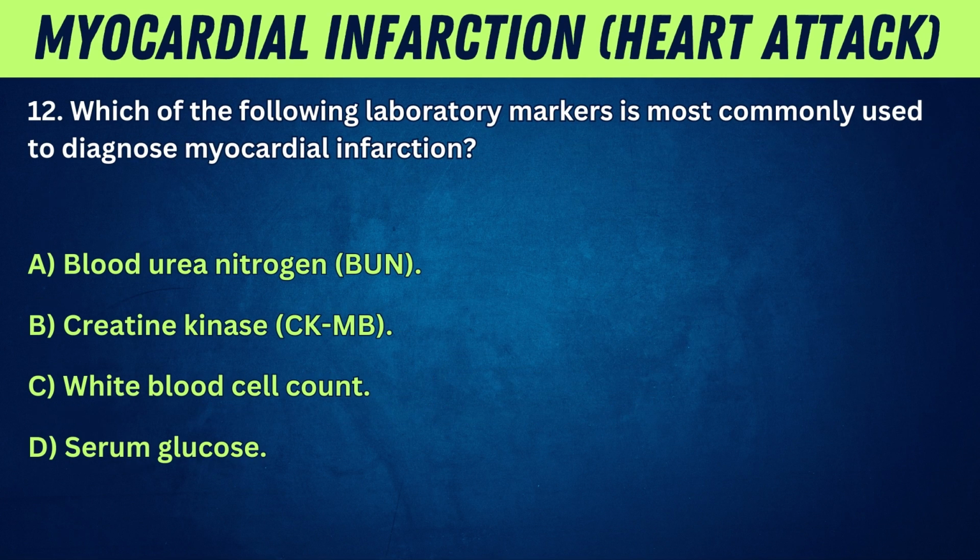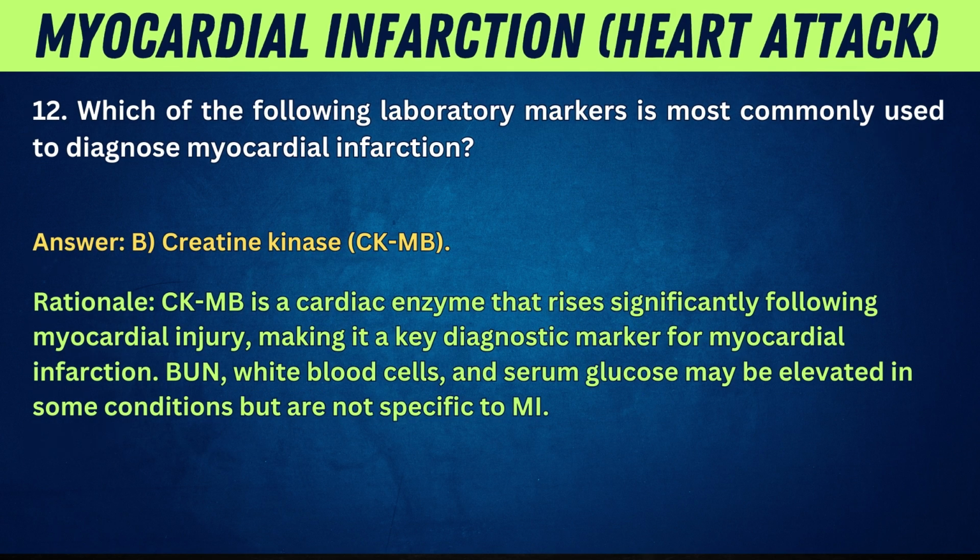12. Which of the following laboratory markers is most commonly used to diagnose myocardial infarction? A. Blood urea nitrogen, BUN. B. Creatine kinase, CKMB. C. White blood cell count. D. Serum glucose. Answer: B. Creatine kinase, CKMB.